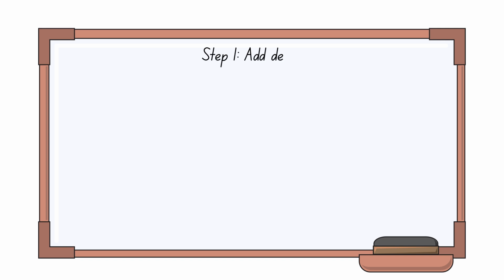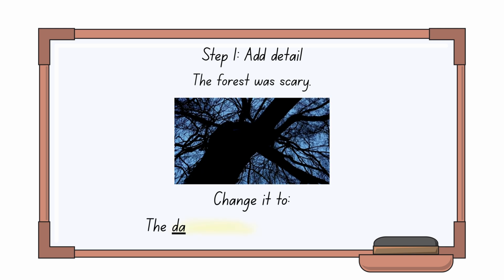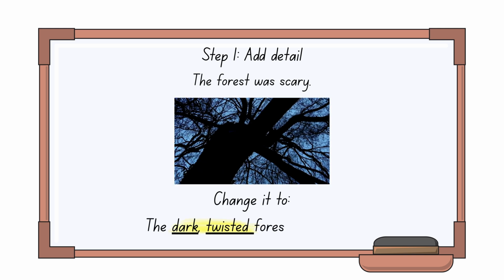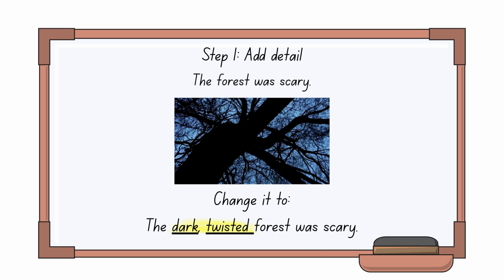First, add detail. Instead of saying the forest was scary, we can say the dark, twisted forest was scary. This helps the reader picture it better.